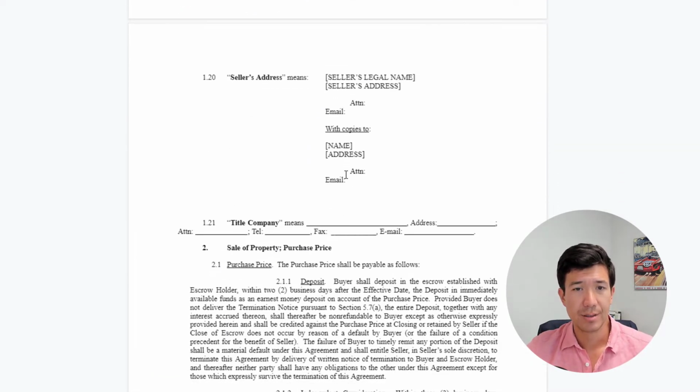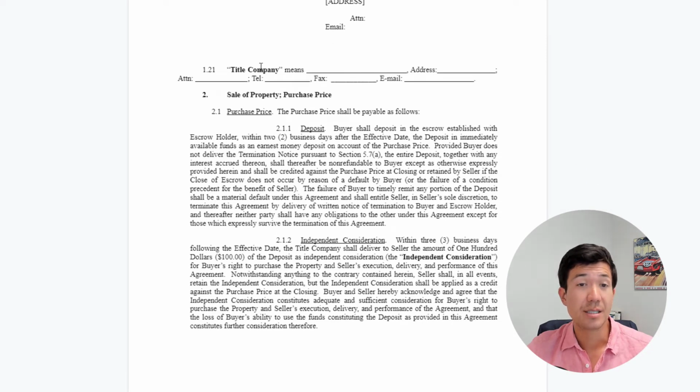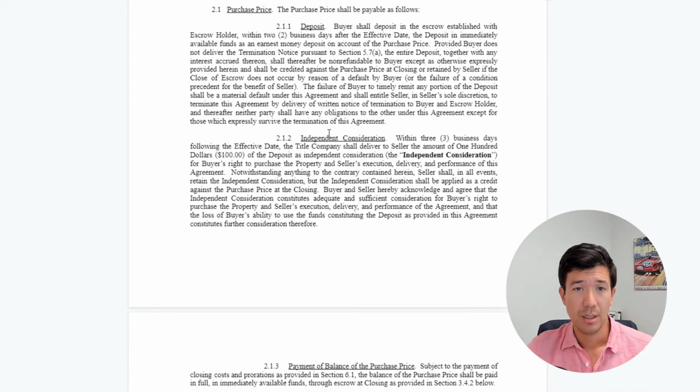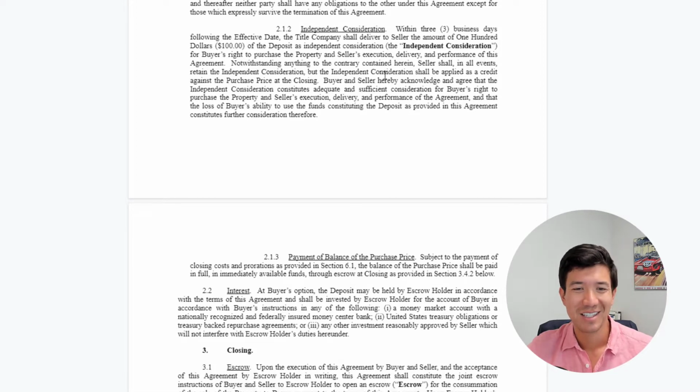Purchase price, seller, title company. Usually this is the same, right? So this title company will be the same as the escrow agent, usually. Deposit 2 days, pretty quick. Sometimes I see 3 on most of my other stuff. Independent consideration, that's kind of like a Texas thing, so not always useful in other countries, other states.